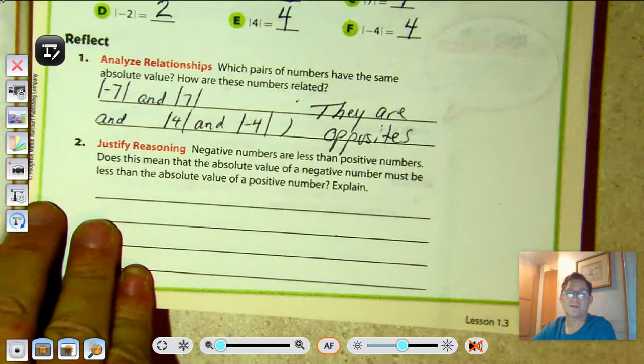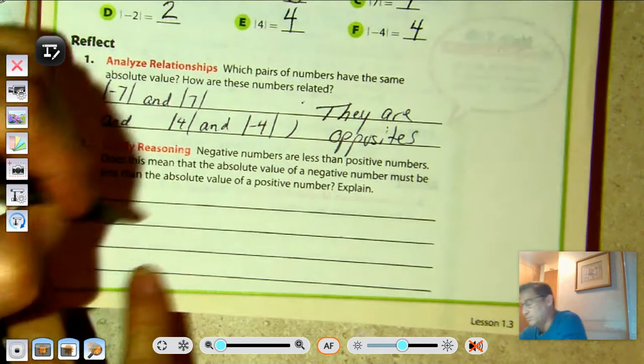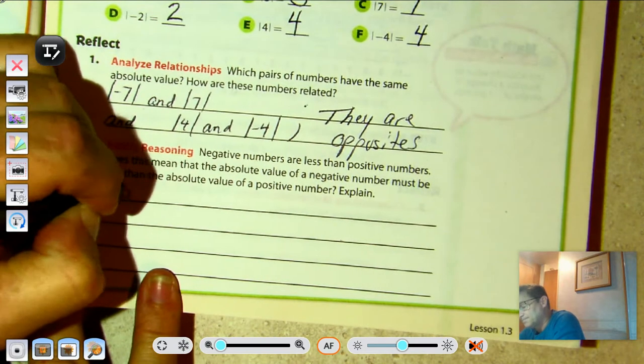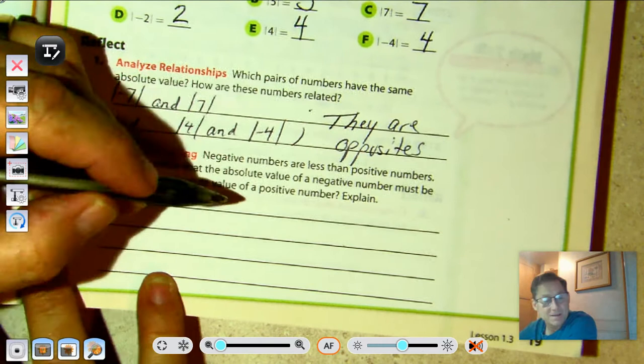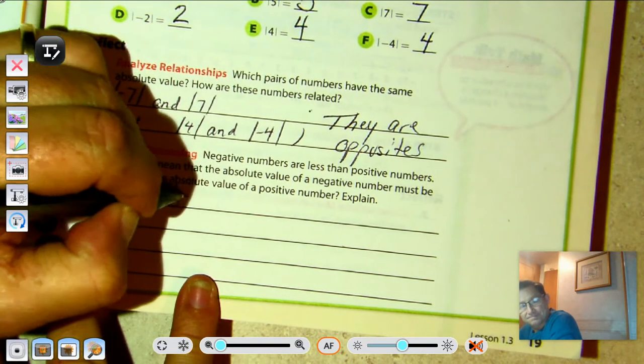All right, number 2. Negative numbers are less than positive numbers. We know that. Does this mean that the absolute value of a negative number must be less than the absolute value of a positive number? Explain. No, no, that's not true. Okay, so absolute value represents a distance.